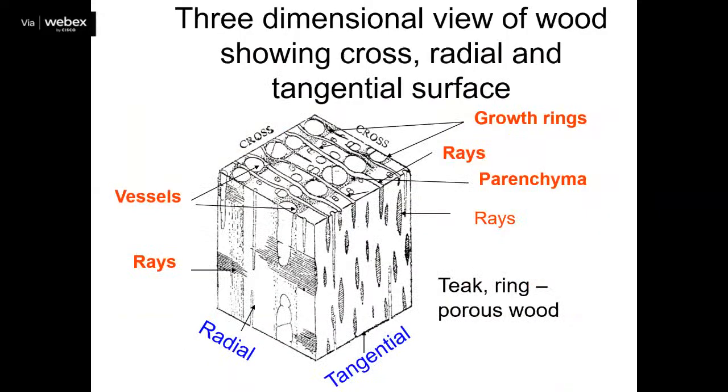This is a three-dimensional view of teak, a hardwood. In the cross section, we can see growth rings, vessels, rays, parenchyma and fibers. In the tangential section, we can see rays. In the cross section, rays are in parallel lines perpendicular to the growth ring. The same rays in the tangential section look spindle shaped, and in the radial section they look ribbon type.